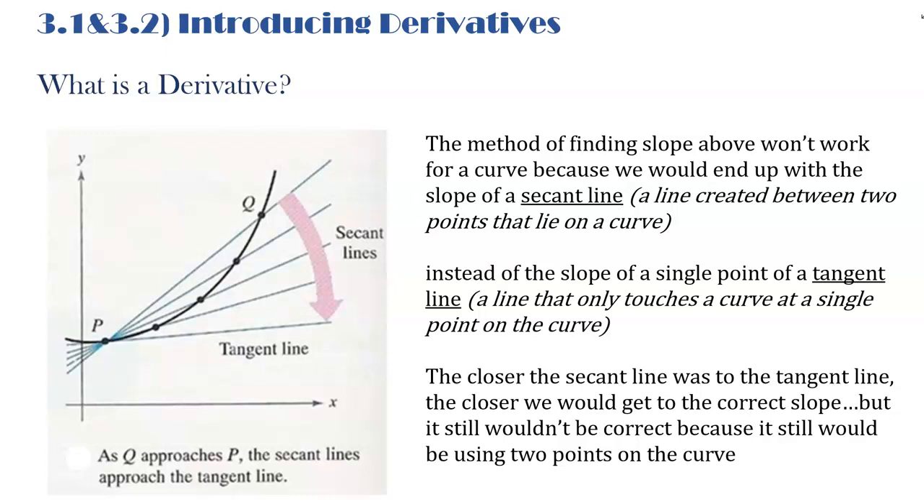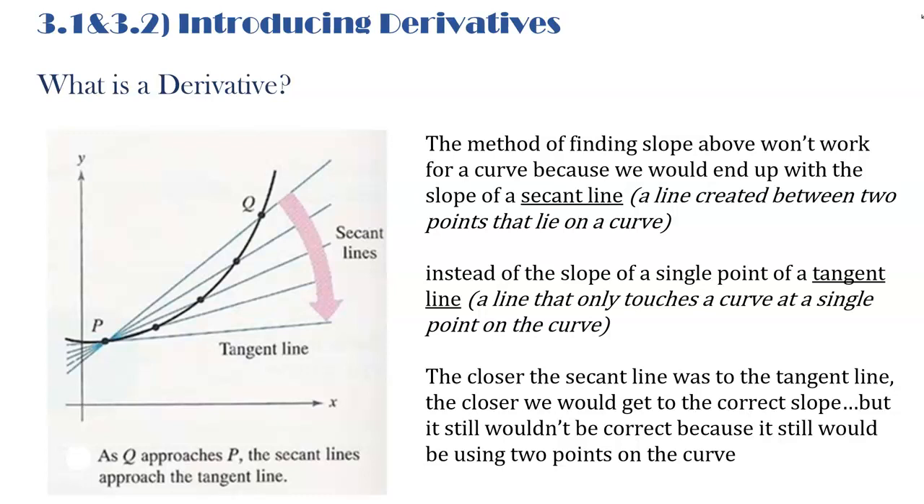But if we wanted the slope at a specific point of a curve, then we would need the slope of the tangent line. So this became known as the tangent line problem. The closer the secant line is to the tangent line, the closer we get to the correct slope, but it still wouldn't be absolutely correct because we would still be working with 2 points. So only using 1 point is the tangent line problem. And with that we have some things that we can go with.